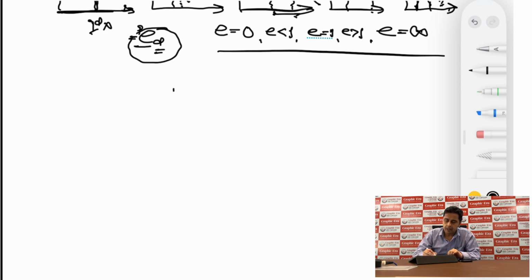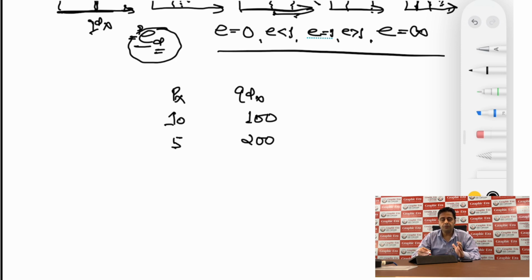So let's say we again have the price and the quantity demanded given to you. And let's make it a little simple. When the price was 10, the quantity demanded was let's say 100, right? And when the price comes down to 5, the quantity demanded goes up to 150. Now what you see is an absolute change of 5 here and an absolute change of 50 here.